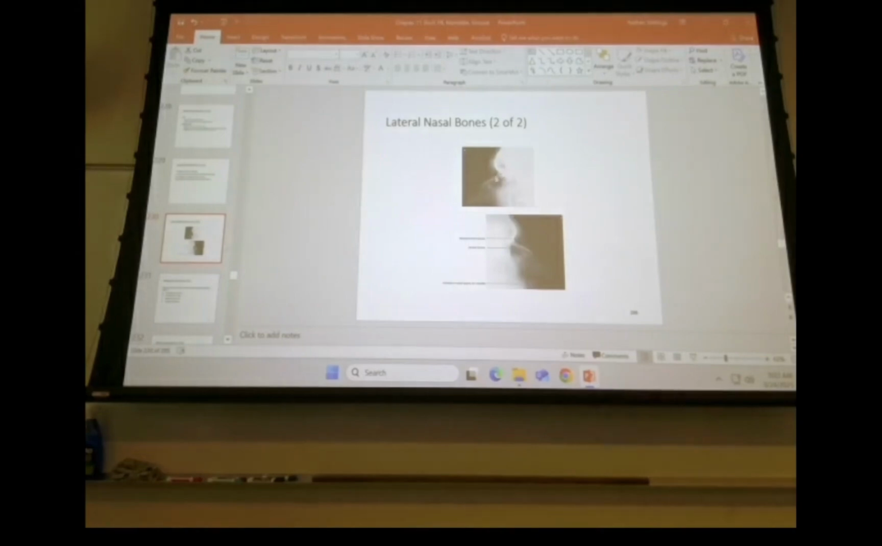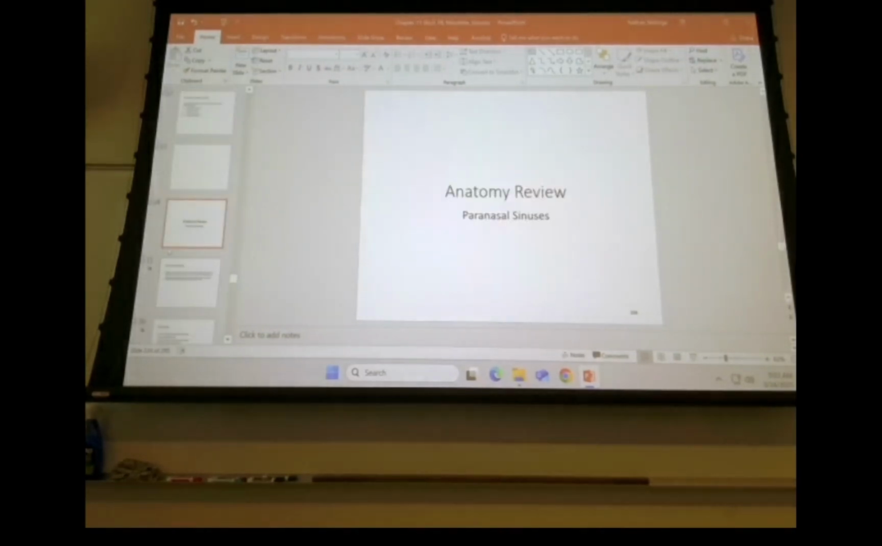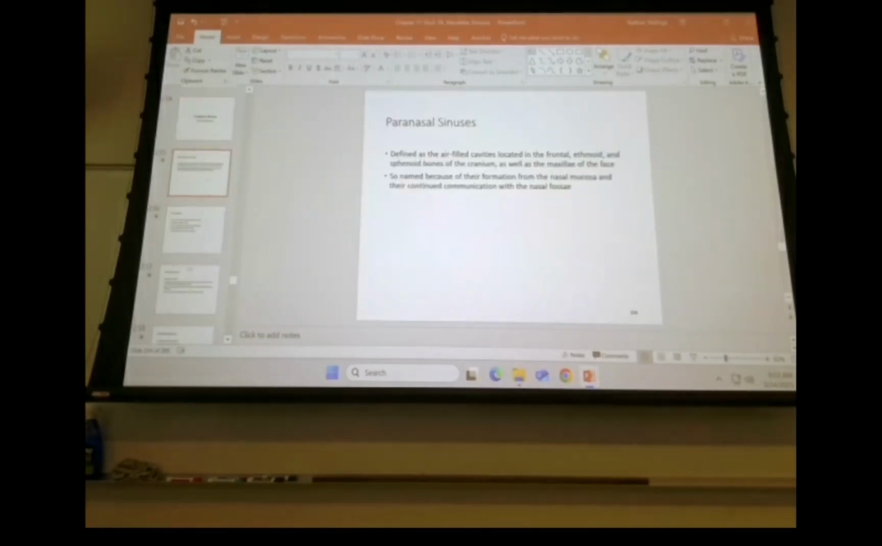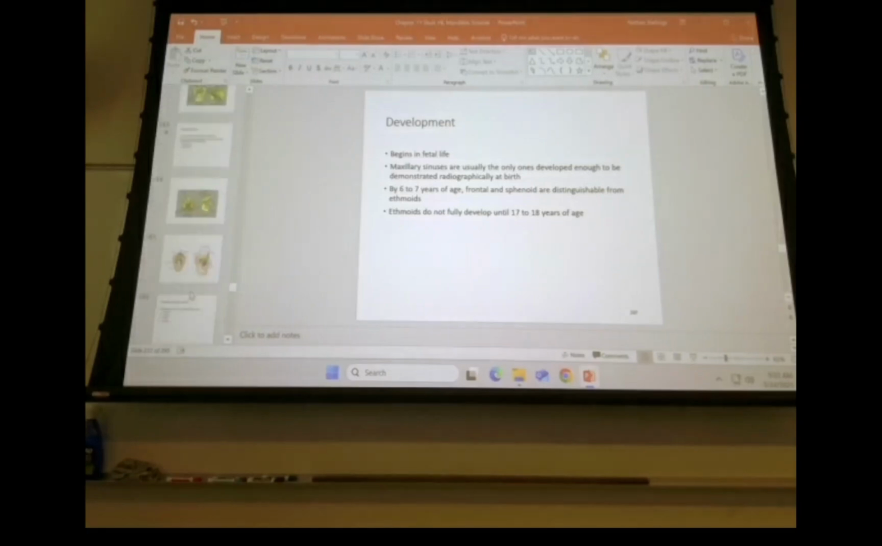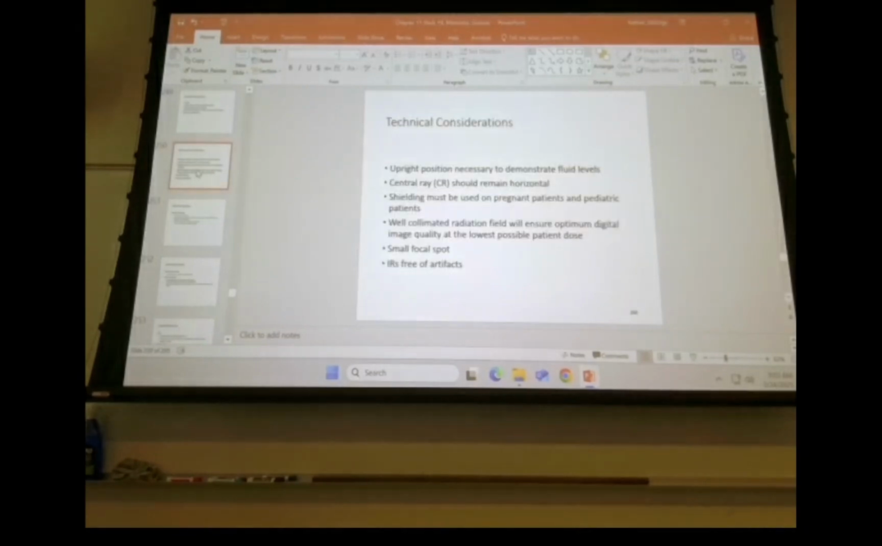So lateral nasal bones, that's what they look like. Sinuses, we kind of talked about most of this. So we're just going to run through the projections to make sure that we have them separated from facial bones. One thing I want to draw your attention to on the sinuses.